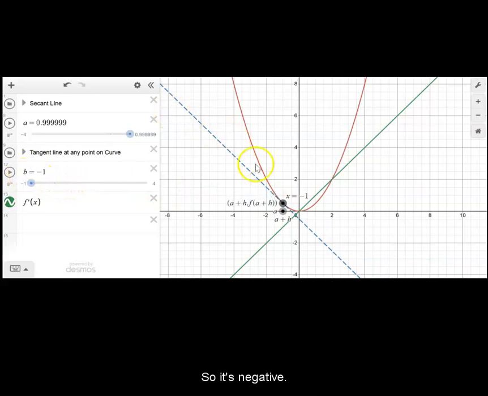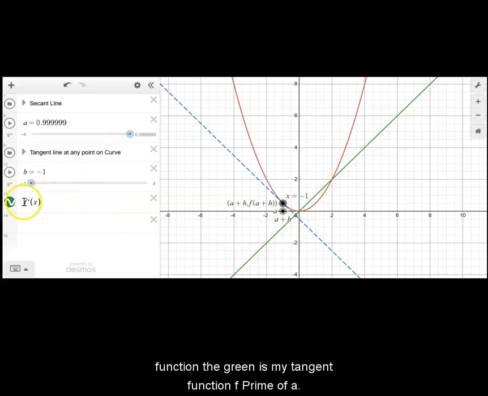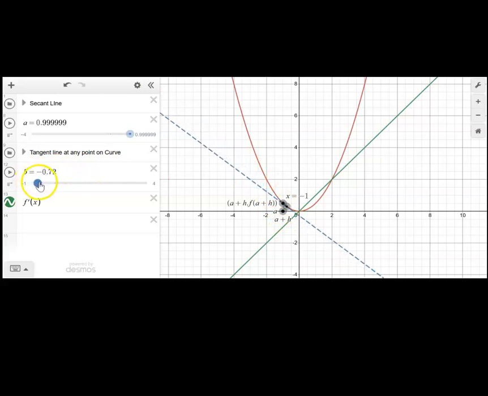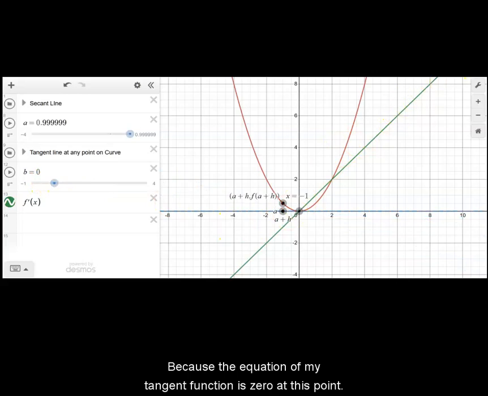And then when I'm looking past that point of no slope, this becomes a negative function, right? So it's negative whenever my tangent function, the green, is f prime of x. When this function is negative, the slope of the tangent line is negative. Here the slope is 0 because the equation of my tangent function is 0 at this point.